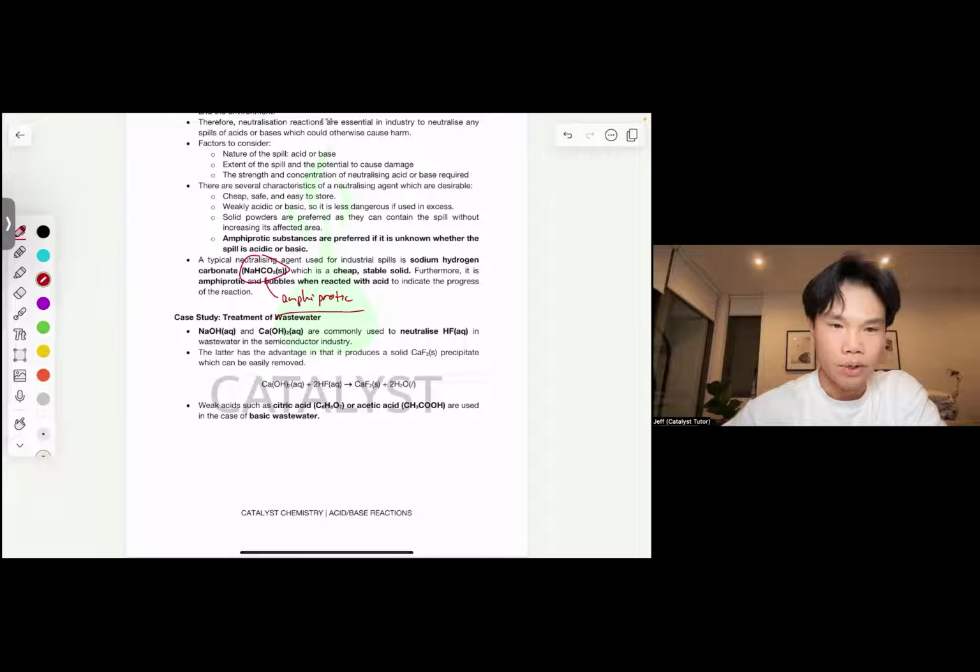Can donate or accept protons. Good. Bronsted-Lowry acid or base. Perfect.